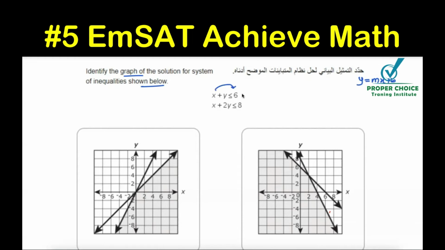Take this x to the other side, then this equation becomes y is less than or equal to negative x plus 6, which is the same as negative 1x plus 6. So that shows slope is -1 and y-intercept is plus 6. Similarly, rearrange this equation by taking x to the other side, then it's going to be 2y less than or equal to negative x plus 8. As we have to make only y alone, divide by 2 to each term in that entire expression. Then it becomes y is less than or equal to negative half x plus 4. So what I'm getting, slope here is negative half and y-intercept is positive 4.